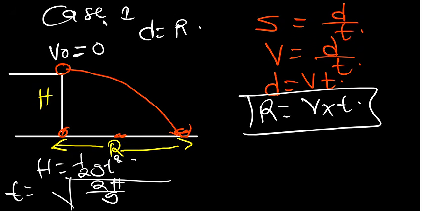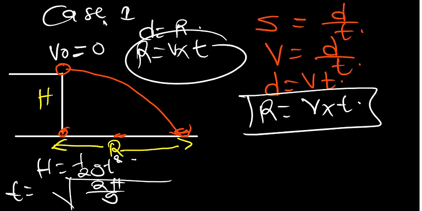So we have just come up with three formulas here. This is the formula for finding the range in the first trajectory. Height is half g t squared. The time is the square root of 2h divided by g. Do you have any question? Any question there? Yes, respond. No.